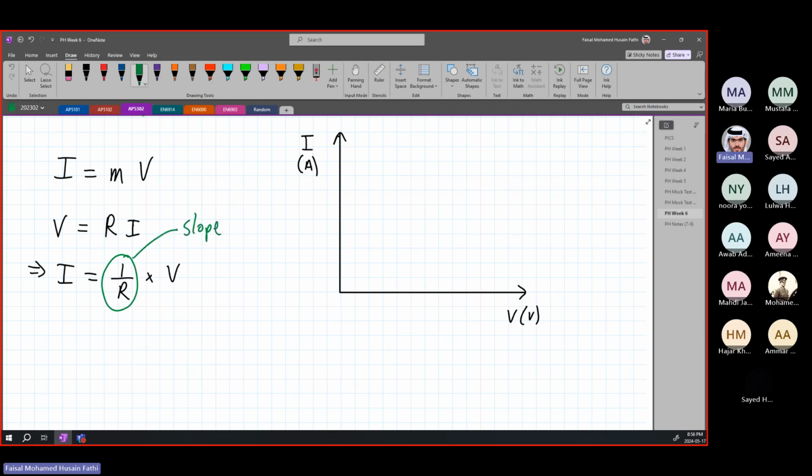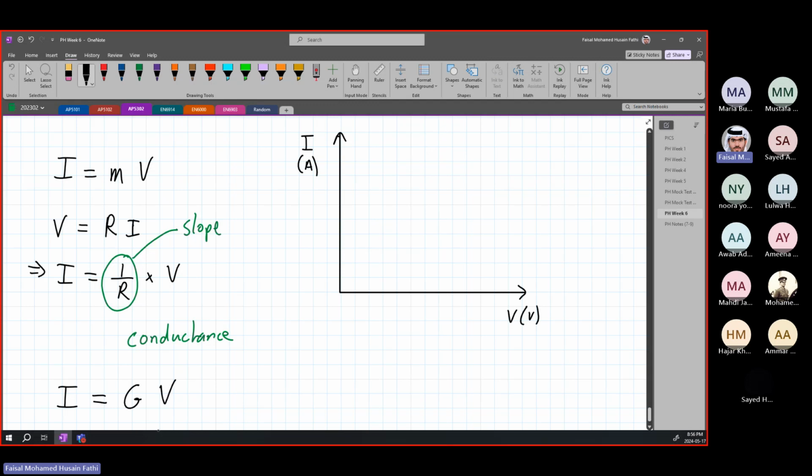But this is also very familiar. We did this earlier. What is this? This is conductance, 1 over R. So we can write that I is going to be equal to the conductance, G, times V. And then we can plot it accordingly depending on that equation, right? So this is the basic idea of it.